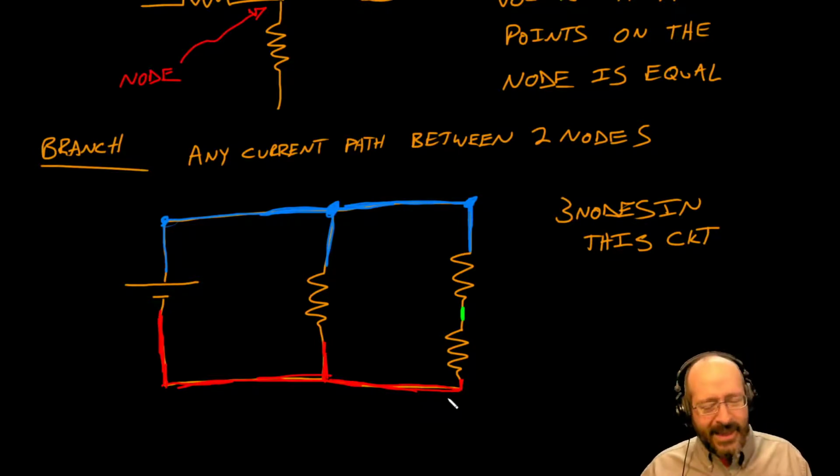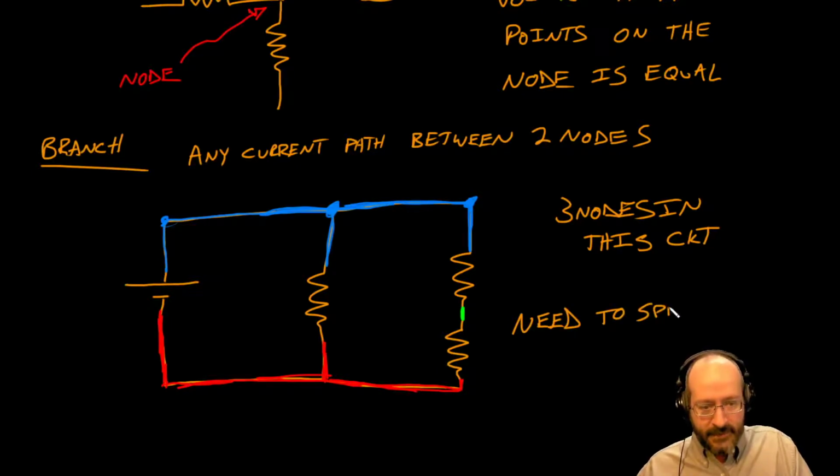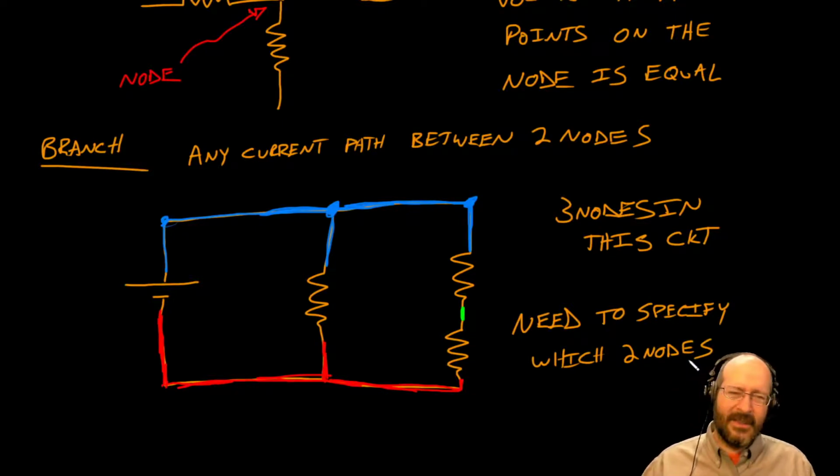All right, so it's a little messier, and I think what you need to talk about when you're talking about branches is we need to specify which 2 nodes we're talking about. Okay, because it turns into a matter of perspective when you're looking at branches.